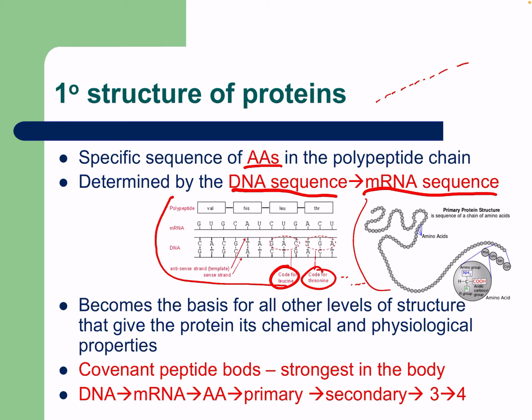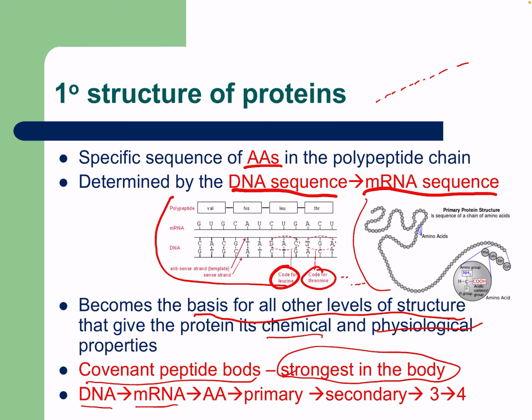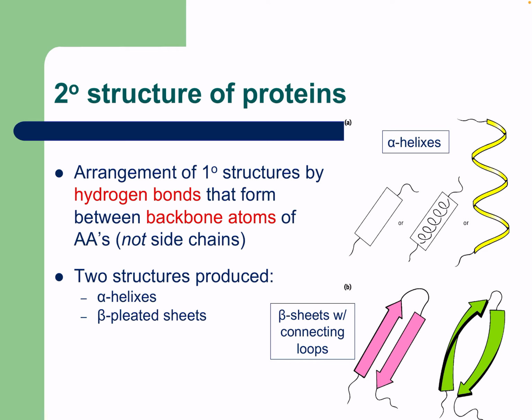So these primary structures become the basis for all other levels of the structure, and it gives the protein its chemical and physiological properties. These are formed through covalent bonds, which are the strongest bonds in the body. So again, we go from our DNA to RNA to amino acid to our primary protein, secondary, and then tertiary, quaternary.